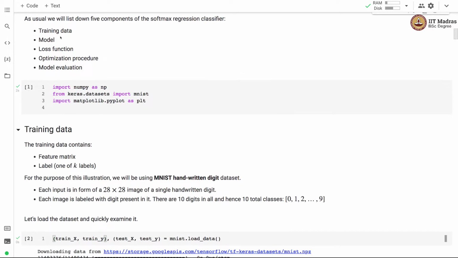Just like any other machine learning model, we'll list down 5 different components of the softmax regression classifier, and these 5 components you already know about: training data, model, loss function, optimization procedure, and model evaluation. We'll import useful libraries like NumPy, then keras.datasets. From the keras.datasets module we import mnist, and then for plotting we import matplotlib.pyplot.